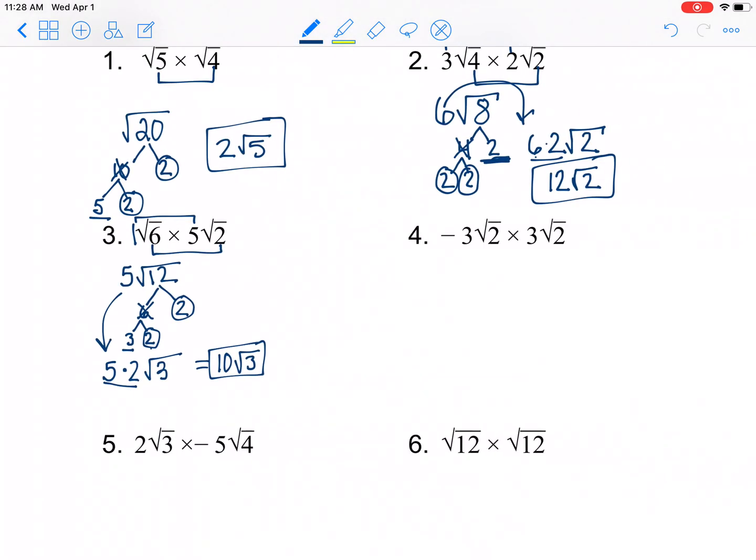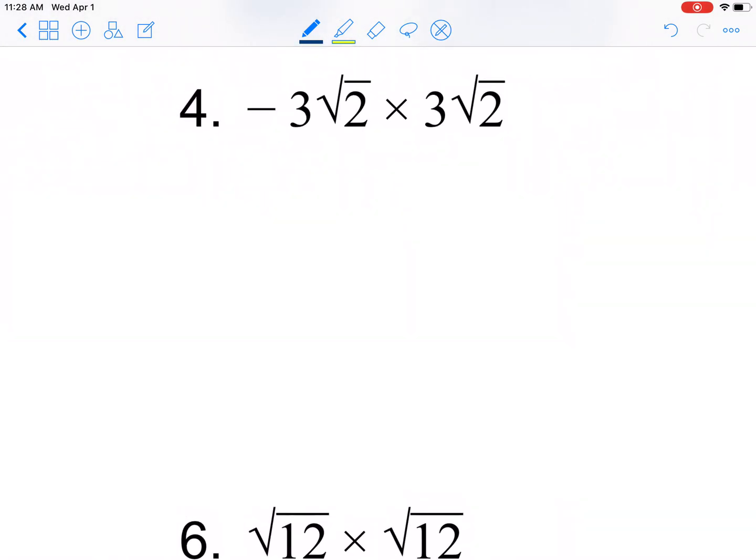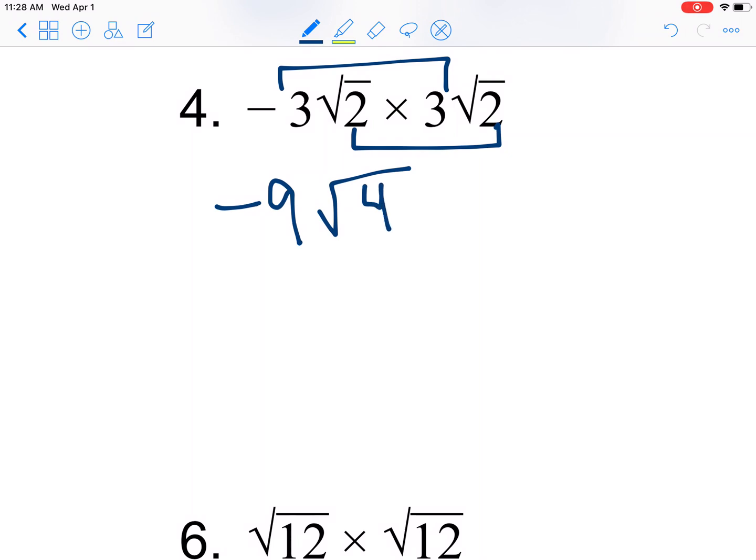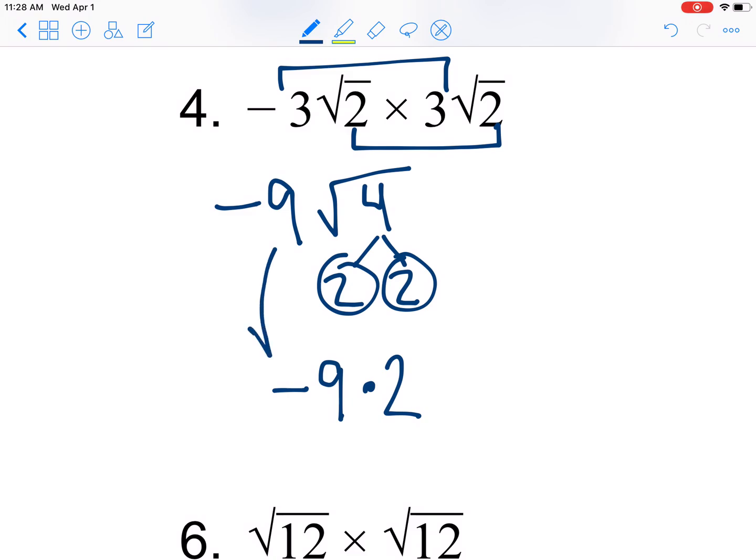Okay, on to the next. Look, now we have a negative, so don't forget that negative is there, and we still have to multiply it. So now we have negative 3 times 3, which gives us a negative 9. And 2 times 2 gives us 4. Square root of 4 is going to be a perfect square. It splits up into 2 and 2, which is a pair right away. So remember, when we make a pair, we bring it on the outside, and we're left with negative 9 times 2, because you have to bring that negative 9 down. And negative 9 times 2 is a negative 18.